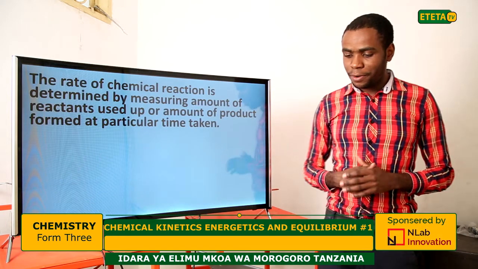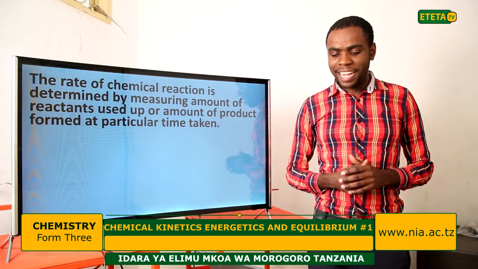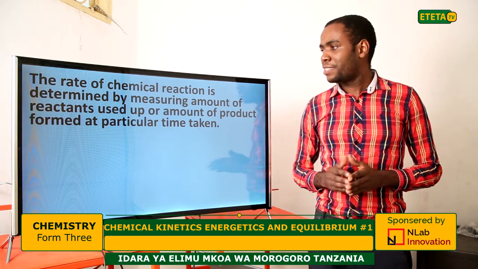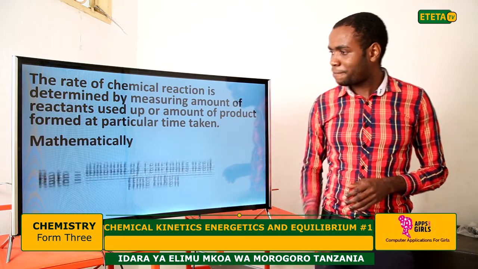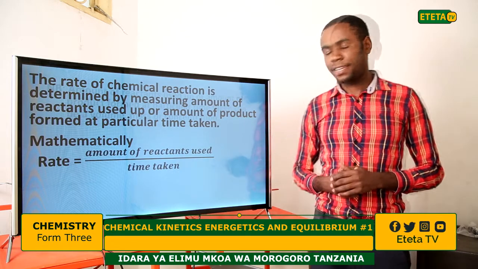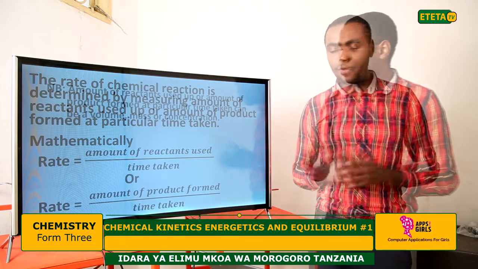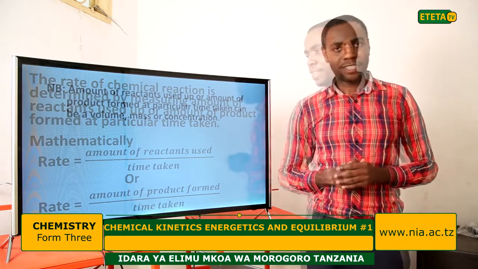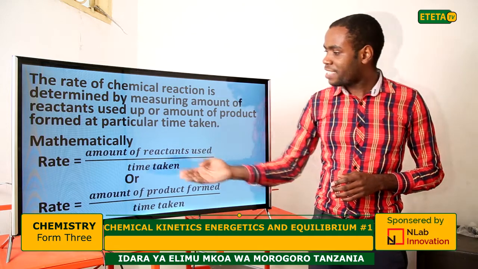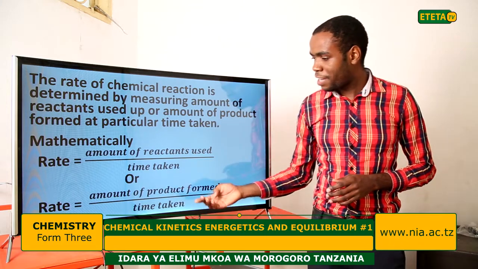Now, the rate of chemical reaction is determined by measuring the amount of reactant used up or the amount of product formed at a particular time taken. Mathematically, the rate of chemical reaction is equal to the amount of reactant used divided by the time taken. That's the first formula. The second formula: the rate of chemical reaction is equal to the amount of product formed divided by the time taken.